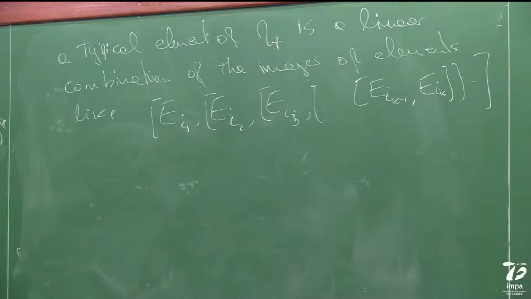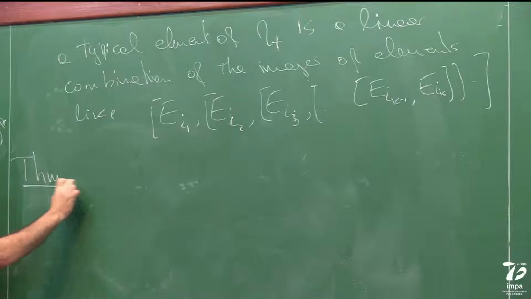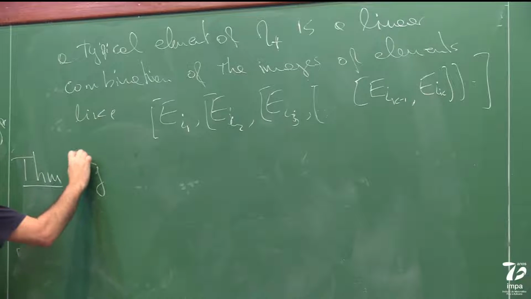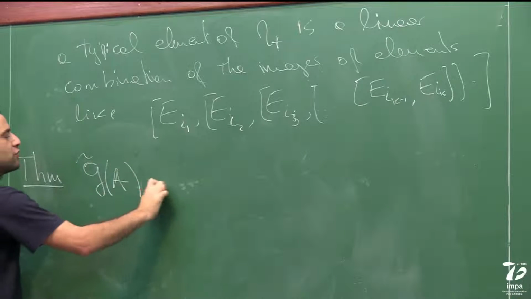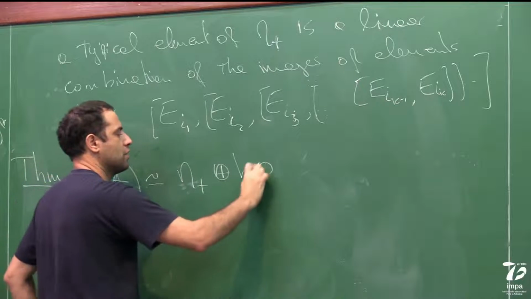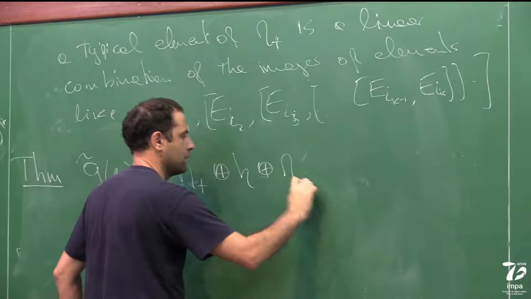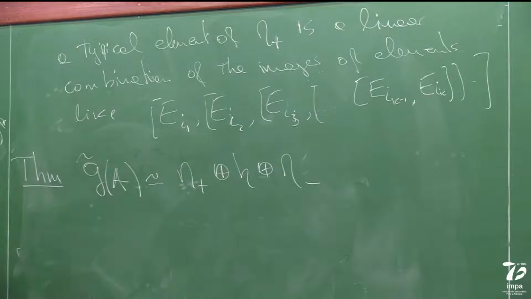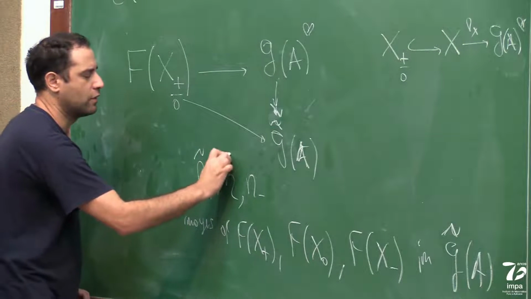Okay, so the theorem we want to prove is that G tilde of A is a direct sum of N plus, H, plus N minus. And this is non-trivial. This is a bad idea to use these names. Let me use tildes since they are all inside of G tilde.